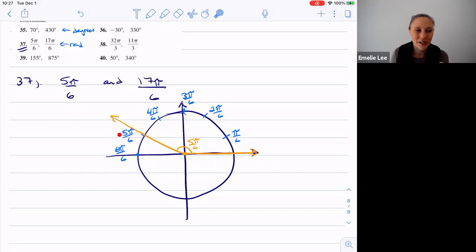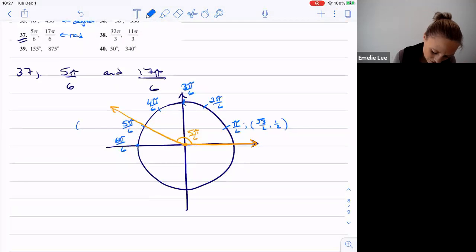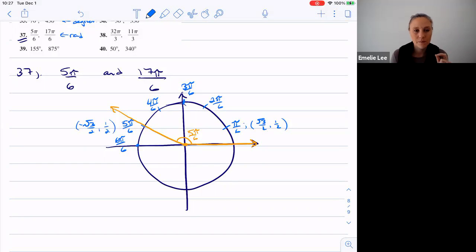I know where I end up here. I end up at 5 pi over 6. My reference angle is pi over 6. X is negative, Y is positive. So here, just for practice, at pi over 6, I'm at what point? Root 3 over 2, 1/2. So now X is negative, negative root 3 over 2, and Y is positive 1/2. Right? That's from the last section, but they're all hanging together.